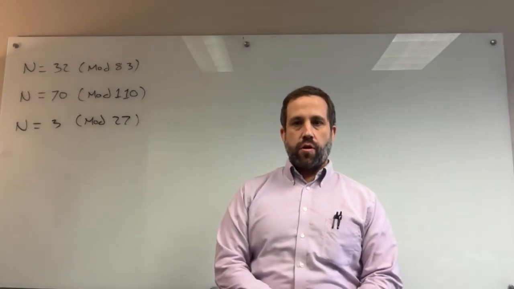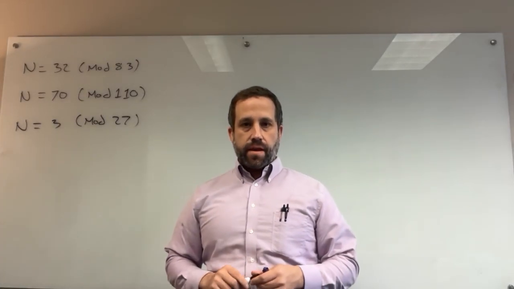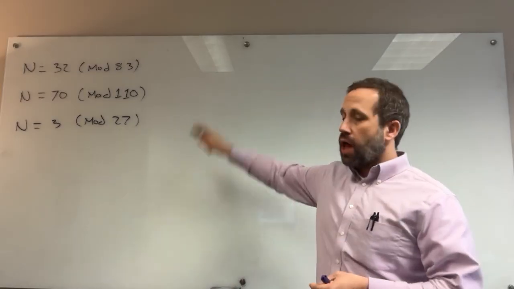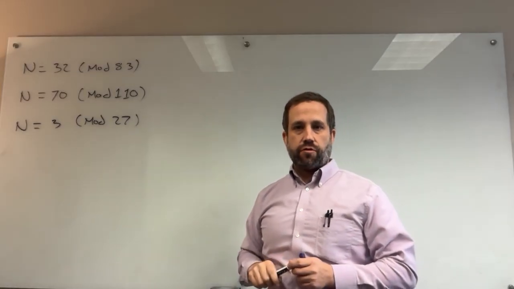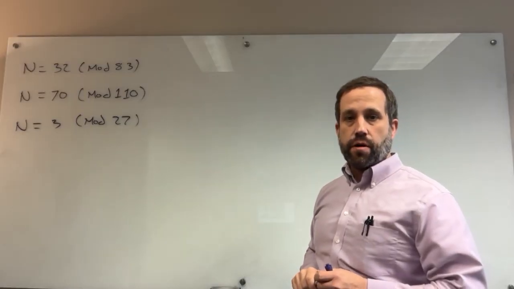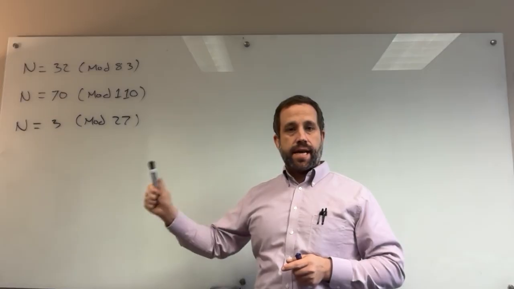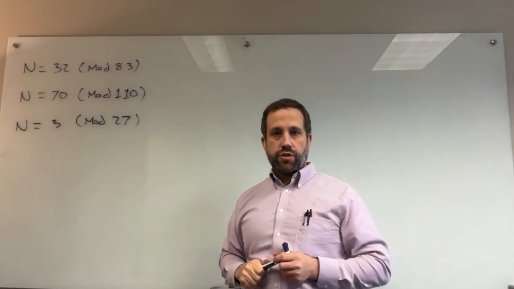Okay, so I am going to give the Chinese remainder theorem today. I'm going to apply it to this system of congruences here. So we've got n is congruent to 32 mod 83, n is congruent to 70 mod 110, and n is congruent to 3 mod 27.